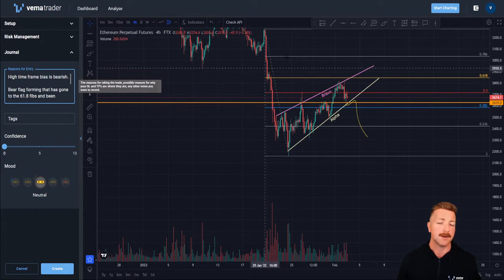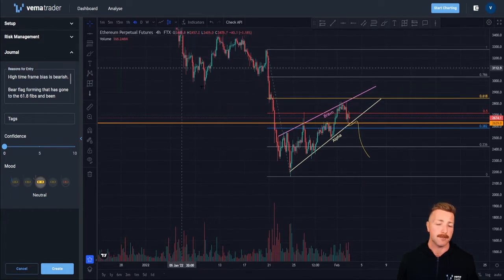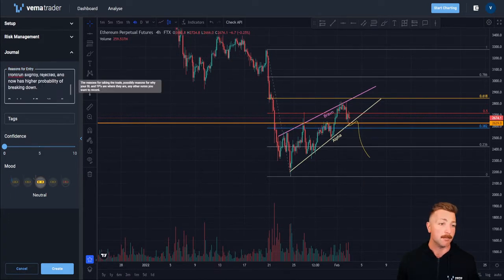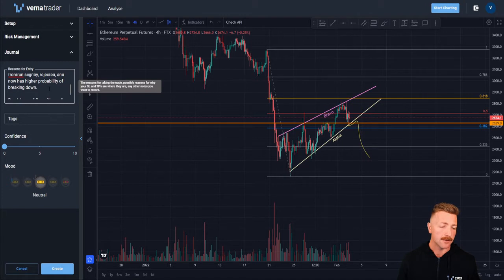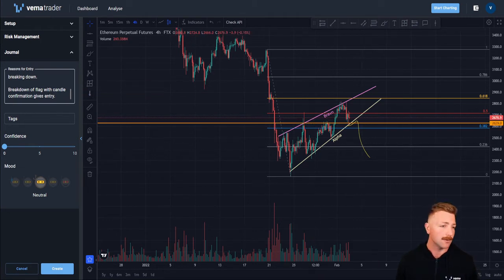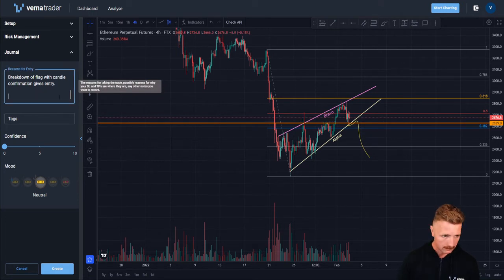So the things I'm seeing at the moment are the high time frame bias is bearish. Market structure's been coming down. We've got a bear flag forming that's moved up to the 61.8 fibs, and it's rejected from there. It was front run a little bit. So a bear flag in a bear market, that's got a higher probability of breaking down. And then the other thing I'm looking for is the breakdown of the flag with the candle confirmation before I enter. There's also an EQ level here, so I could put that in too. We've got 4-hour EQ. And so then what I do is I come to my tags.